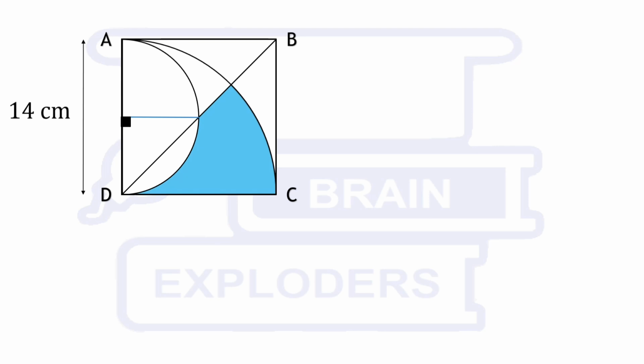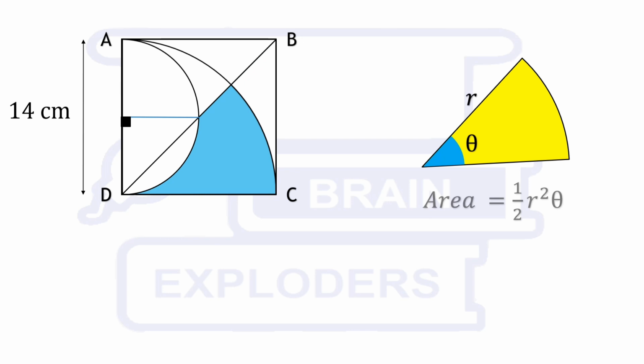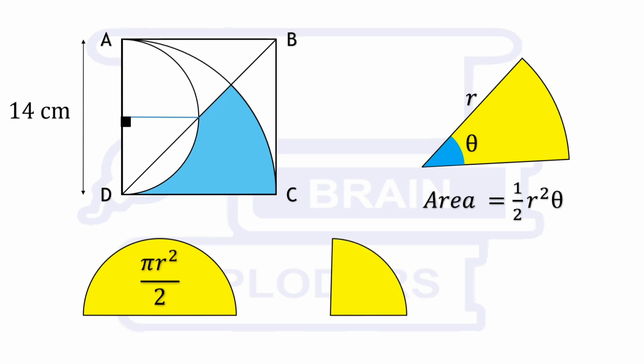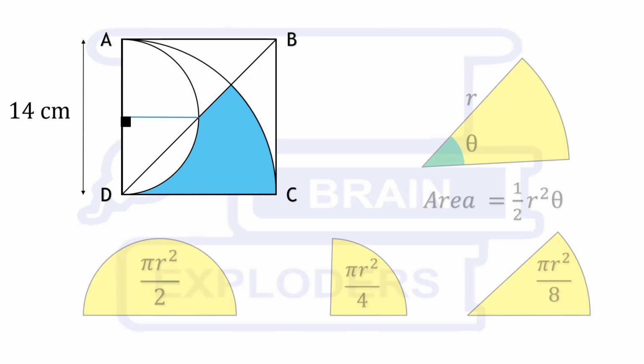In the calculation of the required area, we need to calculate the area of the sector lying below the diagonal. It can be done using the formula half r squared theta, where theta must be in radians. Since the angle between the radii of the sector is pi by 4, its area is half of pi by 4 r squared, that is pi by 8 r squared.